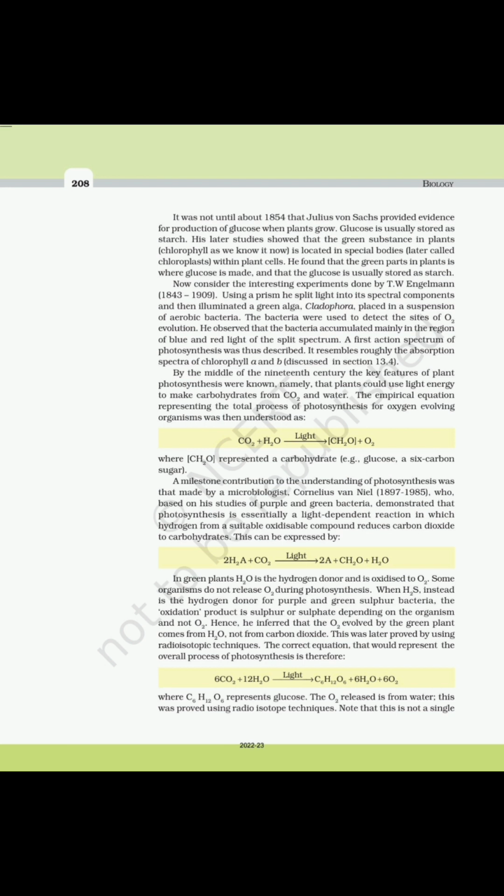The correct equation that would represent the overall process of photosynthesis is therefore 6CO2 + 12H2O → (light) C6H12O6 + 6H2O + 6O2, where C6H12O6 represents glucose. The O2 released is from water. This was proved using radioisotope techniques. Note that this is not a single CO2 plus H2O makes in presence of light CH2O plus O2, where CH2O represented a carbohydrate, e.g., glucose, a 6-carbon sugar.